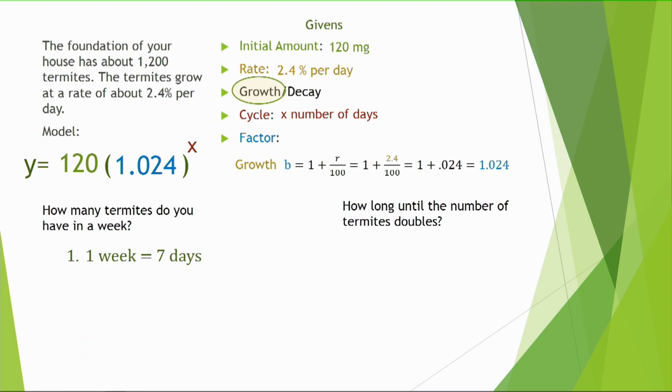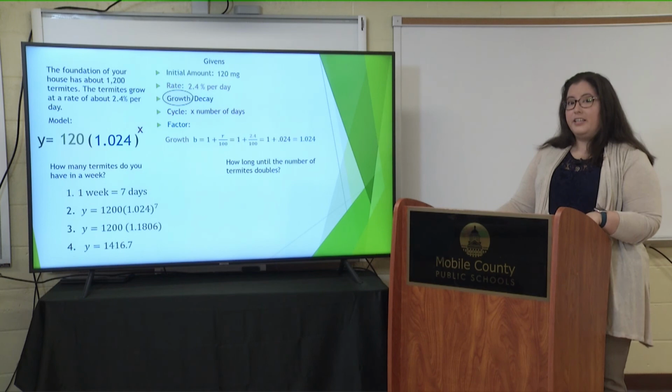All right, so we know that when we're looking at how many termites do we have in a week, you should know that 1 week is 7 days. And so we're going to plug in 7 into our model, which is actually 1200 times 1.024 raised to our exponent of 7. And then from here, we'll just work that out. So when we raise 1.024, you should get 1,417 termites.